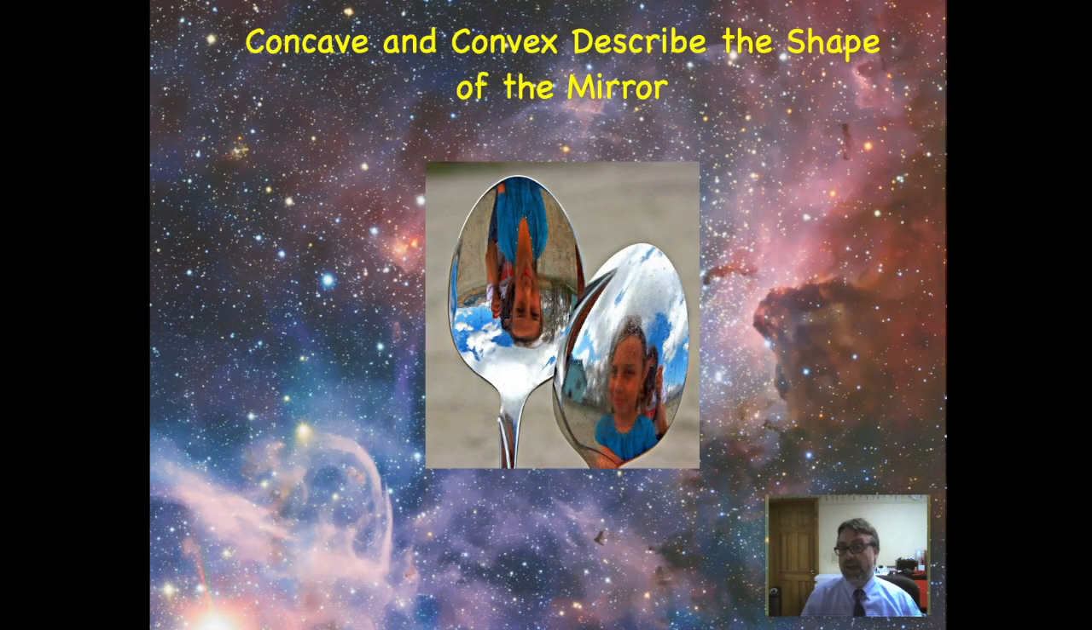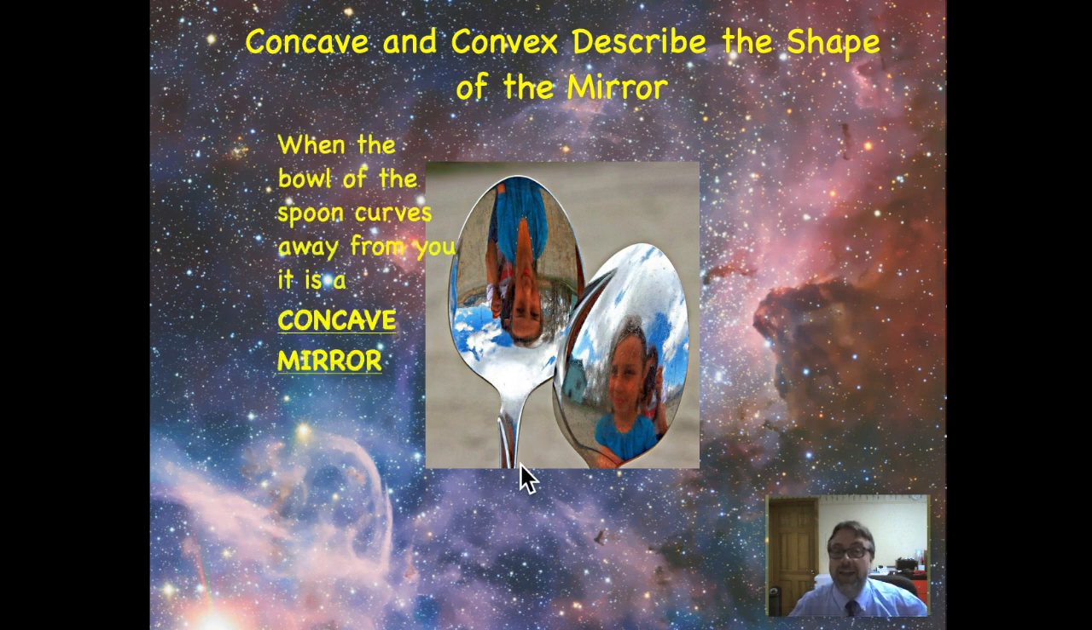If you recall last week, we started by looking at an example of the kind of reflections you see if you simply look at a shiny spoon out of your kitchen drawer. This first spoon here, where you see the image reflected inverted, that is an example of a concave mirror. The bowl of the spoon curves away from you. And last week we developed the rules that explain why that image is that way.